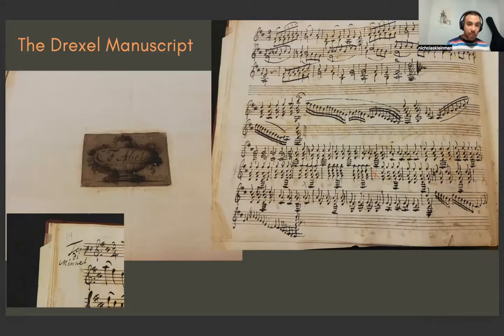But a very quick anecdote about this. This was the first manuscript I've ever visited, and it was right across the street in the New York Public Library from where I was living. And I had no idea what I was doing. I went to the library, I didn't make an appointment. I just went to the library and I said, can I see the Drexel manuscript?